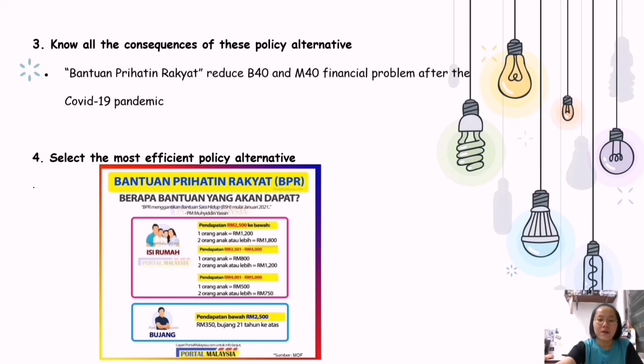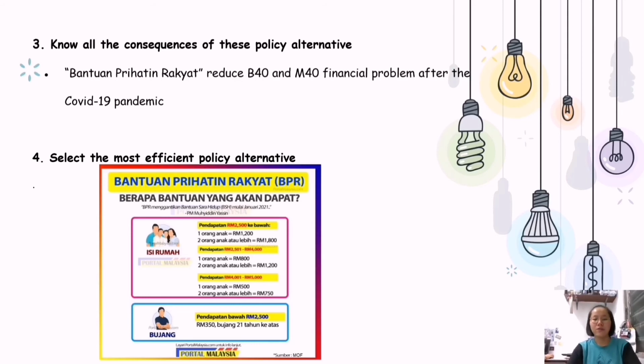Next, the fourth element is to select the most efficient policy alternative to reduce the financial problems of Malaysians, especially for groups B40 and M40 due to the pandemic. Our government has announced the most efficient alternative to solve their problems. For example, a household whose monthly income is less than 2,500 ringgit and has no children or one child in their family will receive 1,200 ringgit from the government.